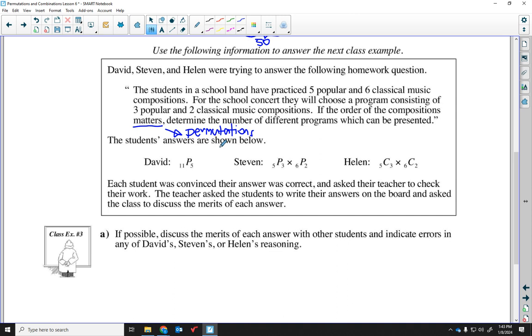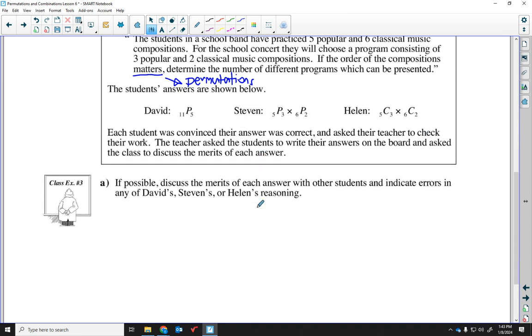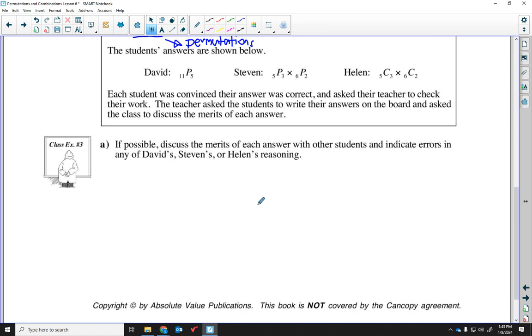Now, what it does right here is it shows the work for all 3 students. David says the way to calculate this is 11P5. Stephen says it's 5P3 times 6P2. And then Helen says it's 5 choose 3 times 6 choose 2. Now, every one of these answers is wrong, by the way. So we're just going to clarify the logic in terms of why they are incorrect, and then we'll look at what the correct way of doing this is. So let's start off with David.